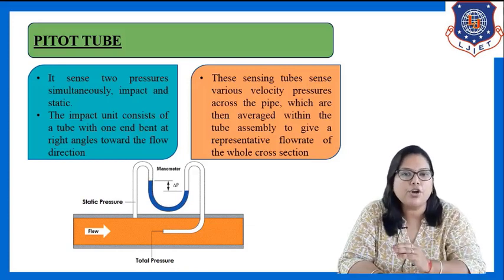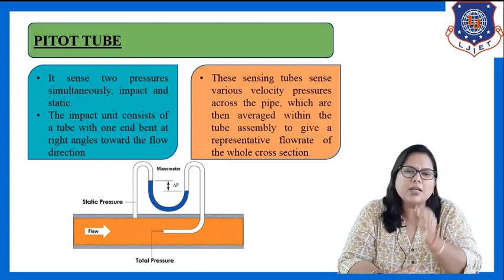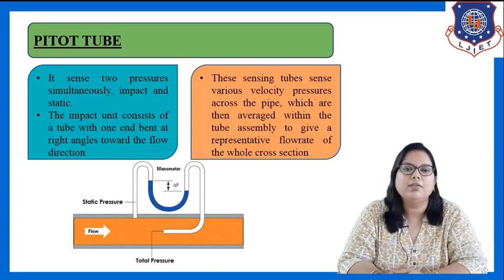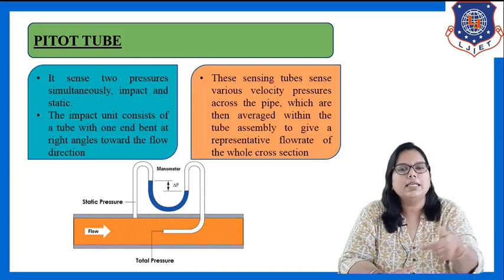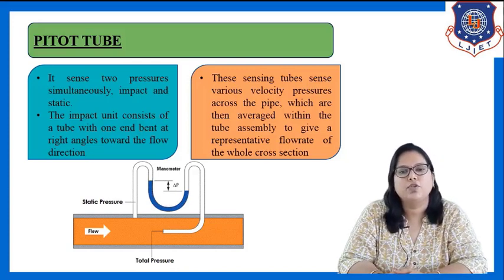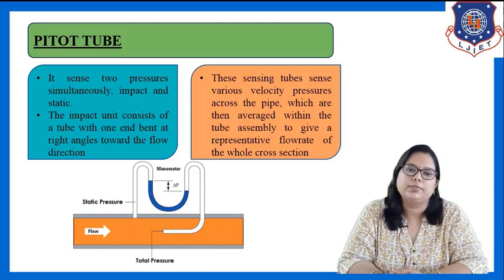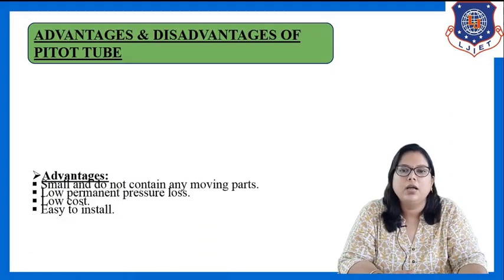The construction of the Pitot tube is very simple. It just consists of a tube which is bent at one end, and that bent part is inserted in the pipeline where the fluid is flowing. So it is very simple in construction. Now let us discuss the advantages and disadvantages of using this Pitot tube.